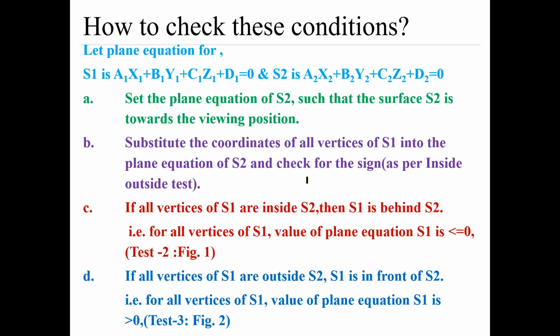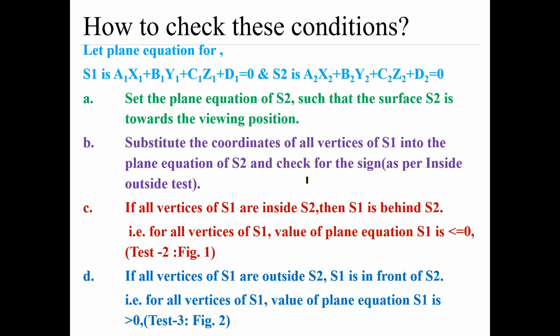This is as per the inside outside test. So what does the inside outside test suggest? If by putting the values of the coordinates into the plane equation we get a value greater than 0, that means the point is outside the polygon. If we get a value less than or equal to 0, then that particular point is inside the polygon. The same thing we are doing here. We are checking whether the vertices of one polygon are inside some other polygon, or in front of it.